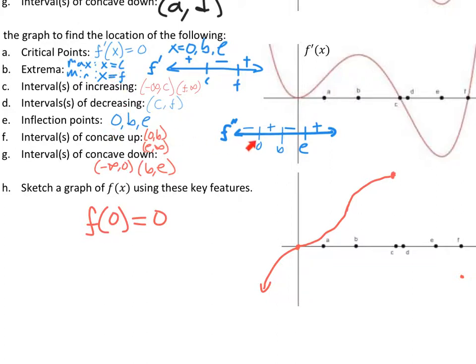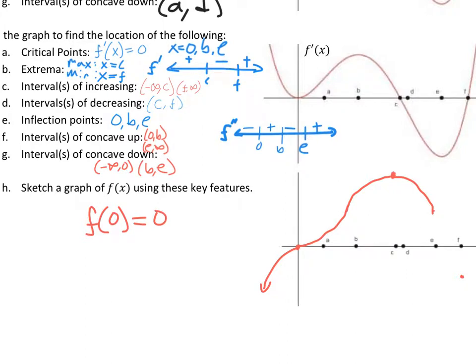Let's go to D. Anything happening at D? Nothing's happening at D. Next place that something happens is at E. So going from B to E, we're concave down. Okay, like this is concave down. And we are decreasing from C going towards E. So we're decreasing, concave down. And then from E to F, we know we're decreasing.